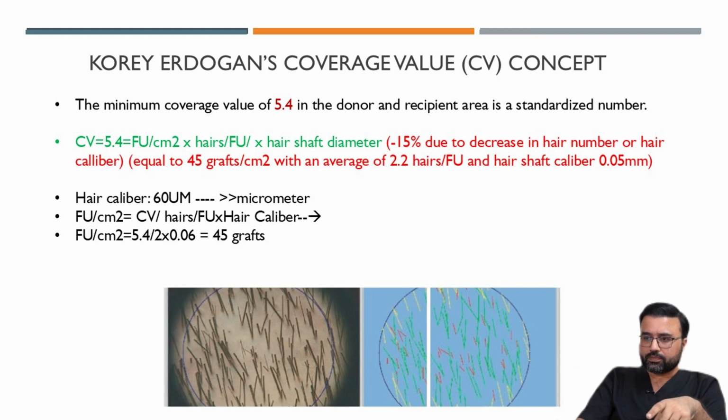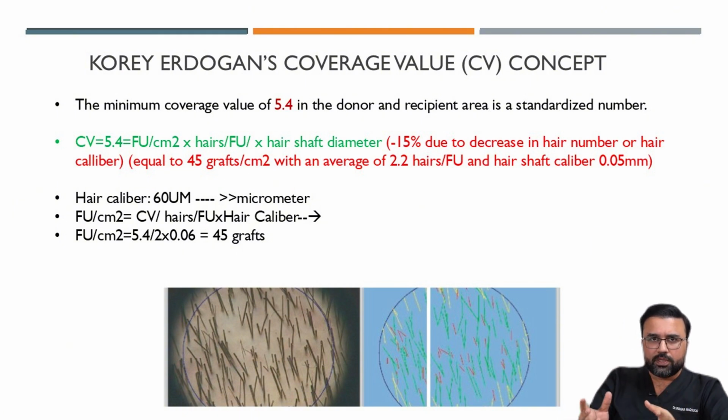But how did he conclude this? If you see in this slide, he made a formula in which he put follicular units per centimeter square multiplied by hairs per follicular unit multiplied by hair shaft diameter. He then reduced it by 15% due to the decrease in hair numbers or hair caliber with age. So if we do 45 grafts per centimeter square, and we consider that there are 2.2 hairs per follicular unit and hair shaft caliber is 0.05 mm, then the coverage value comes to 5.4.